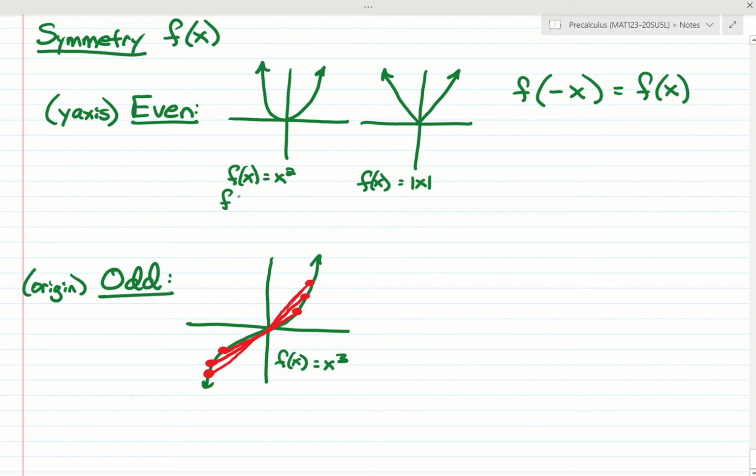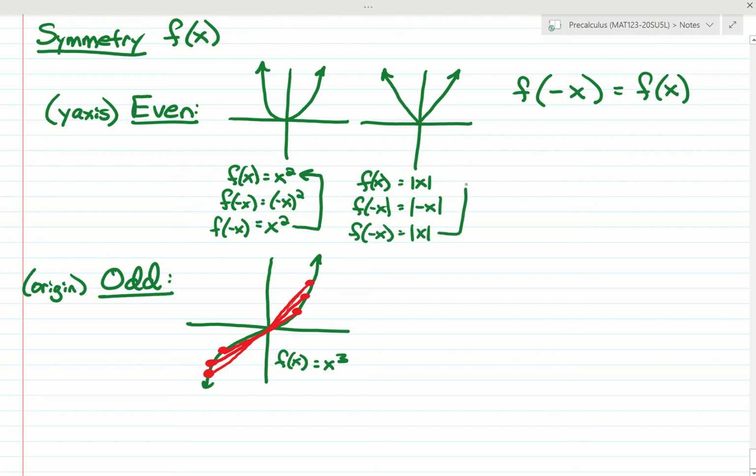Okay, so what's f of negative x? Well, what's negative x squared? Well, it's x squared, right? So you see how f of negative x is the same exact thing as f of x? That's why it's called even. It works the same with absolute value. That's why it's called an even function.